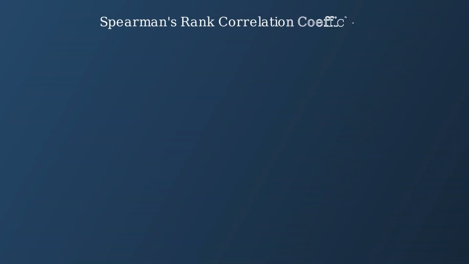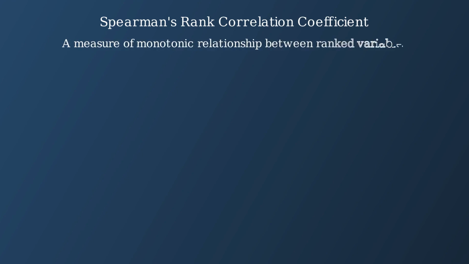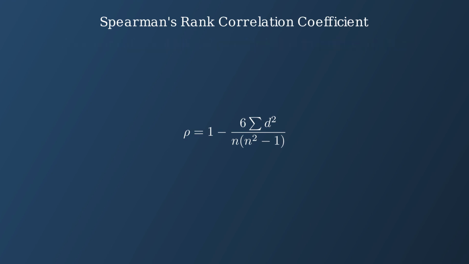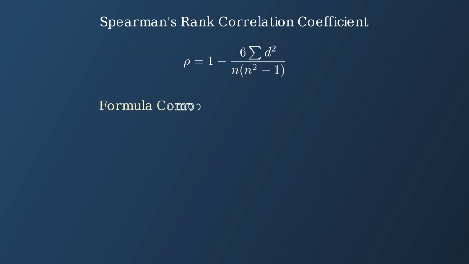Spearman's rank correlation coefficient, represented by the Greek letter rho, measures the strength and direction of monotonic relationships between ranked variables. The formula for Spearman's rho is given by rho equals 1 minus 6 times the sum of d squared divided by n times quantity n squared minus 1. Let's understand the components of this formula.